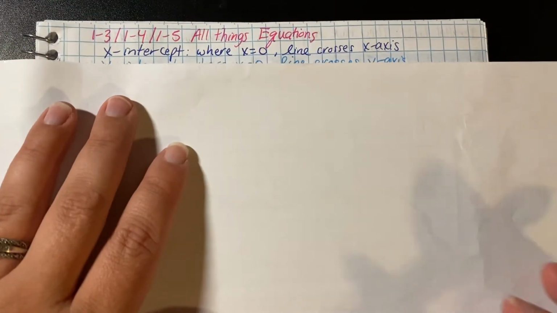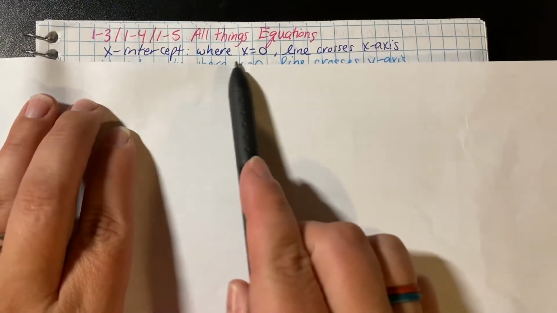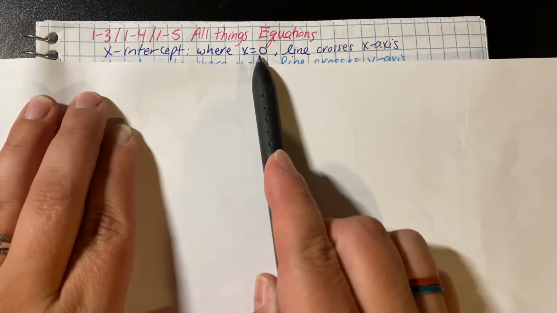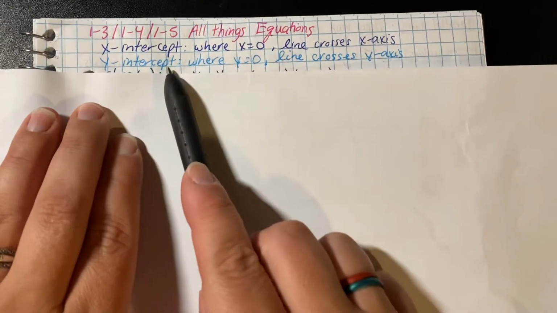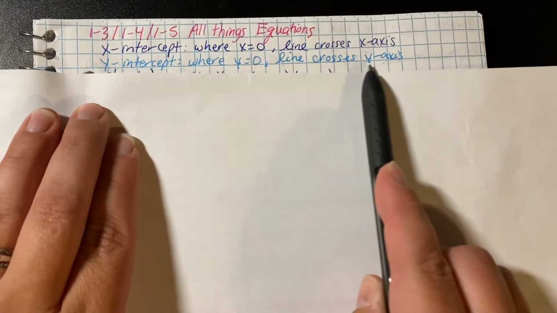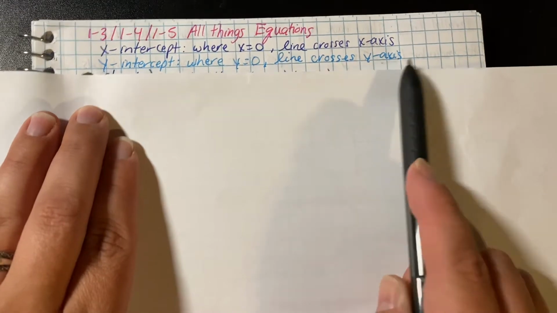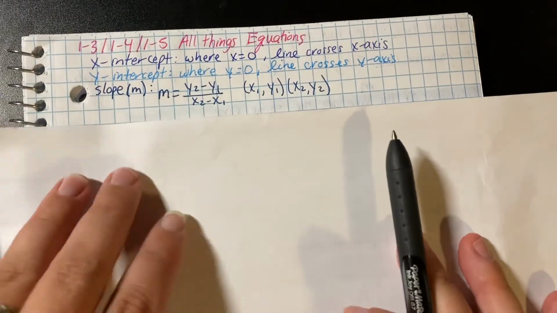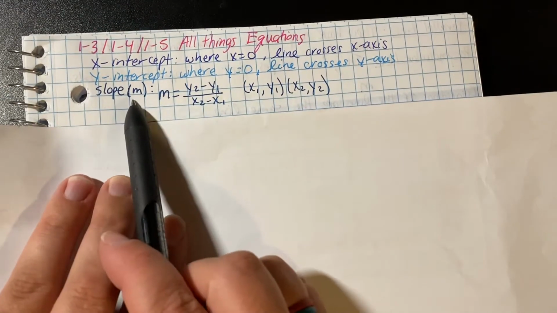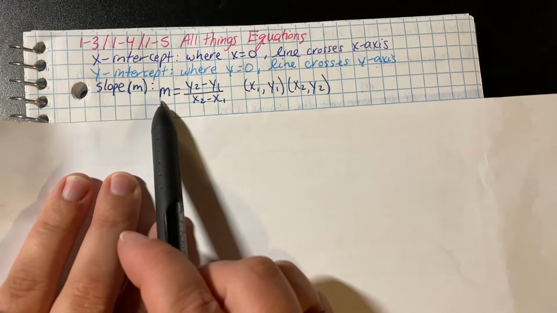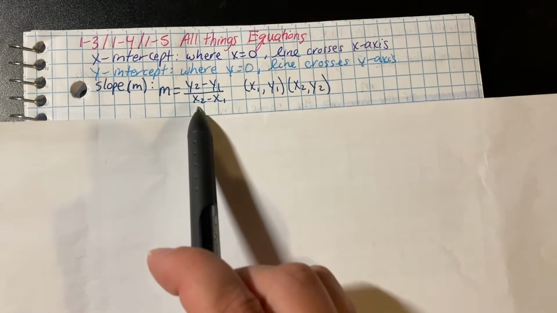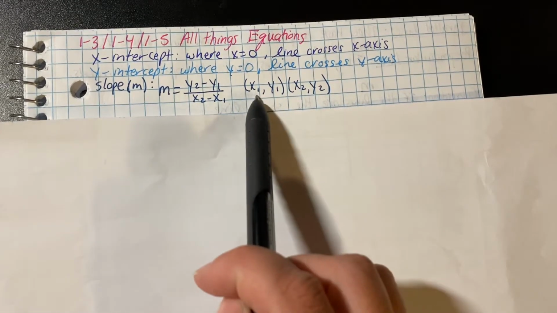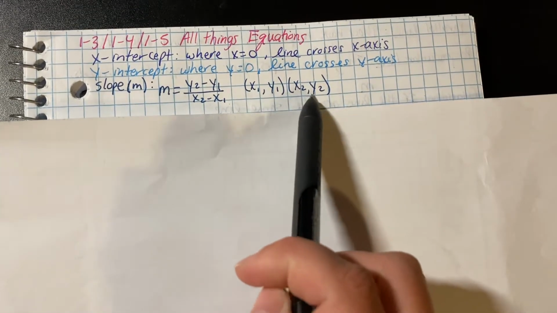So equations. Remind you, x-intercept is where x equals 0 and the line crosses the x-axis. Y-intercept is where y equals 0 and the line crosses the y-axis. Slope, also notated as m. Usually how we find slope is we do y2 minus y1 over x2 minus x1, if we have points x1, y1, and x2, y2.